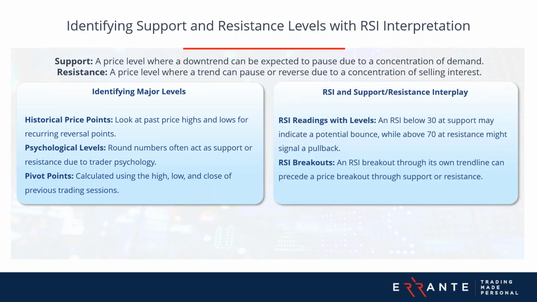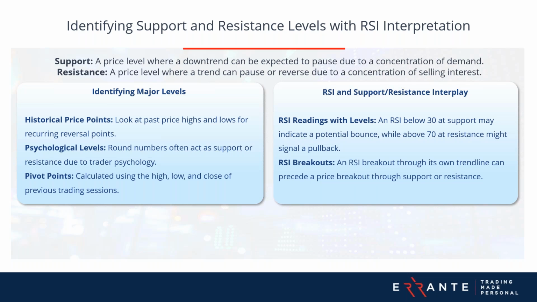Now, let's integrate the RSI. When the price approaches support and the RSI is below 30, we're in oversold territory. You agree? Yes? Okay. It is suggesting the price may bounce up. Conversely, when we are near resistance and the RSI is above 70, indicating overbought conditions, the price might be due for a pullback.